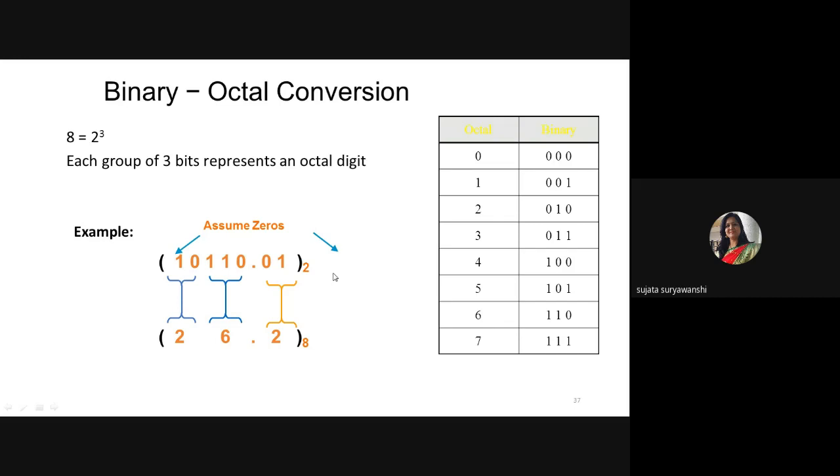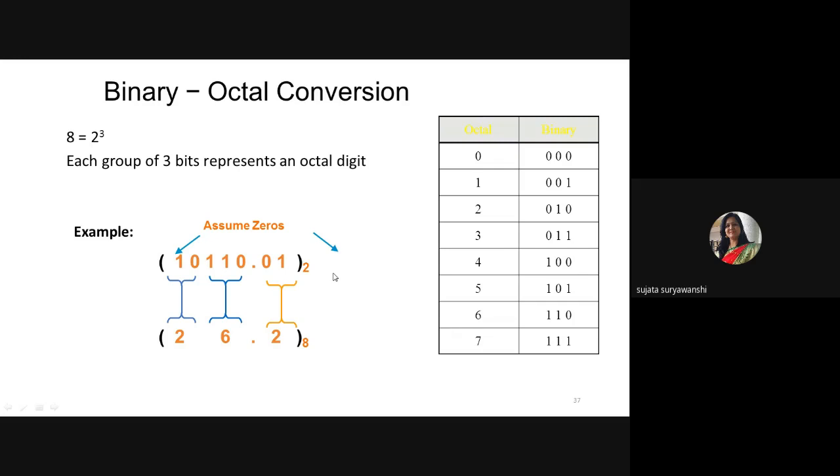Consider the example. Write down the example: 111001.0011. Can I repeat the question? Your question is 111001.0011, and tell me the answer in octal form. What answer? 71.14. Very good, very good.